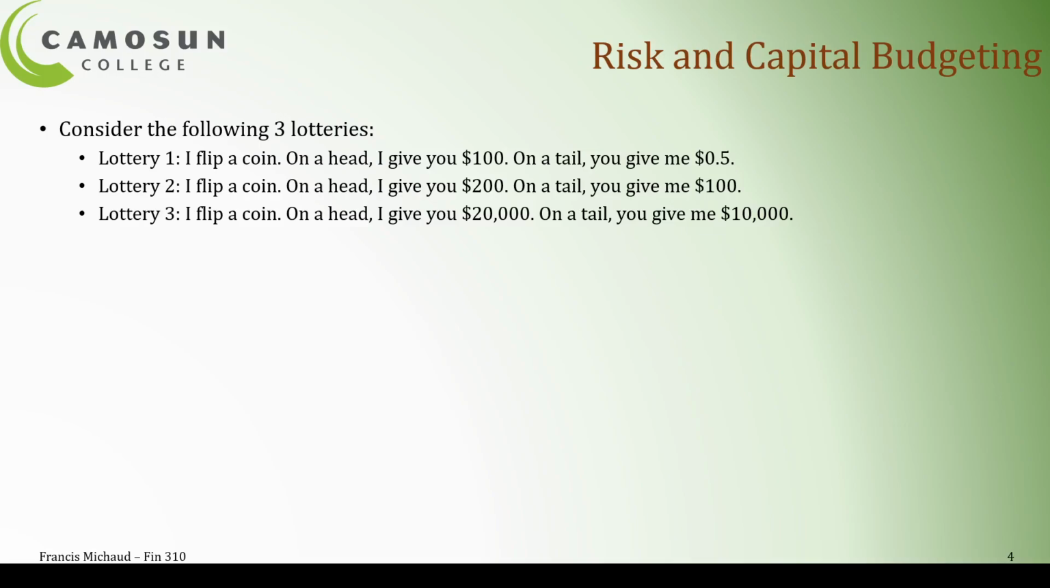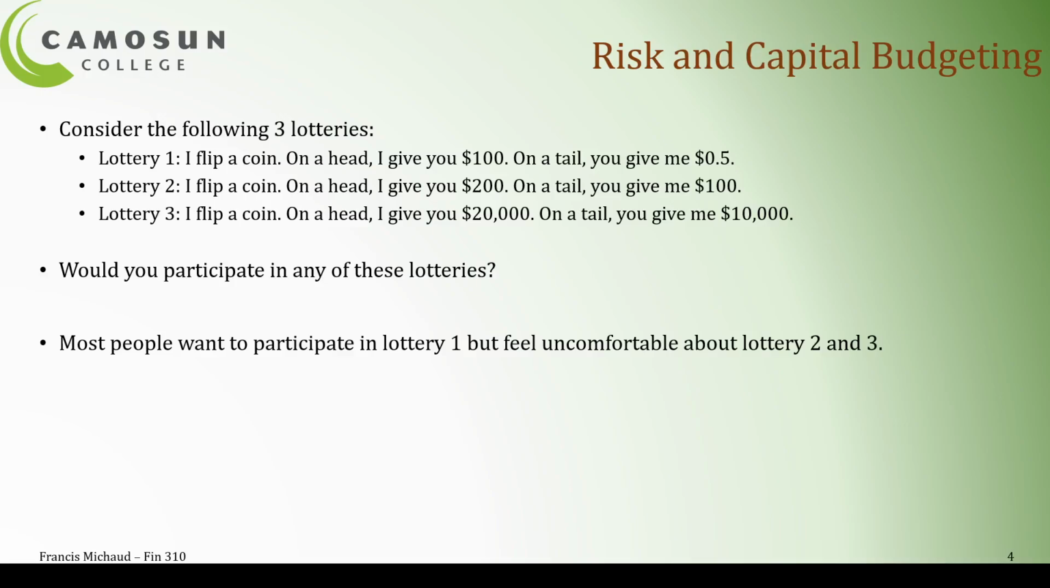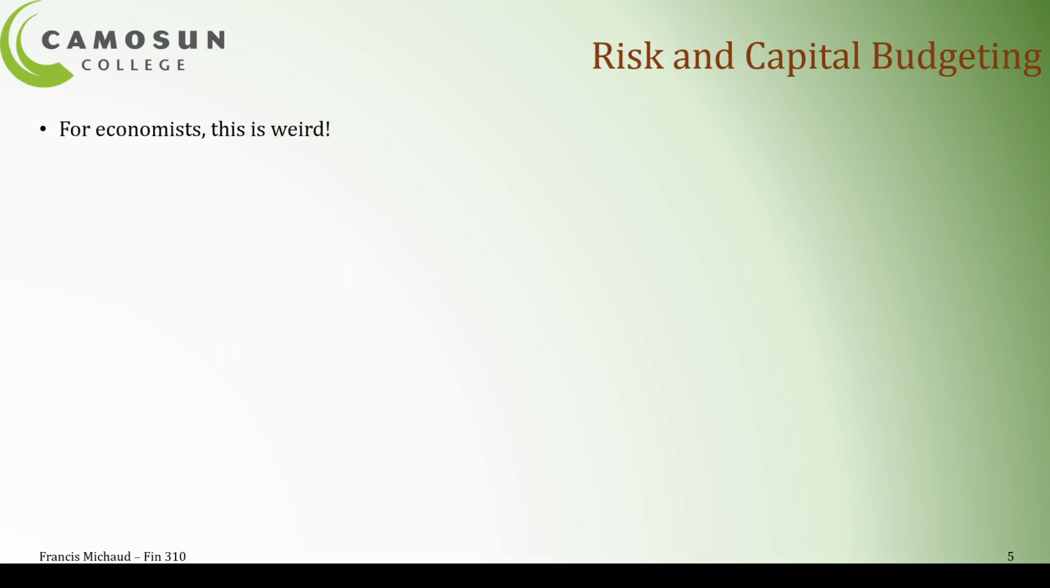If I ask you, which one of these three lotteries would you be willing to participate in? Maybe you would say, I wouldn't participate in any of these. Maybe I don't like any of these. What economists have noticed is that if we ask people to choose one of these three lotteries, the vast majority of people will choose lottery one. A really small amount of people will choose lottery two or lottery three. And that is actually a pretty big problem from an economic point of view. Economists find this really, really weird.